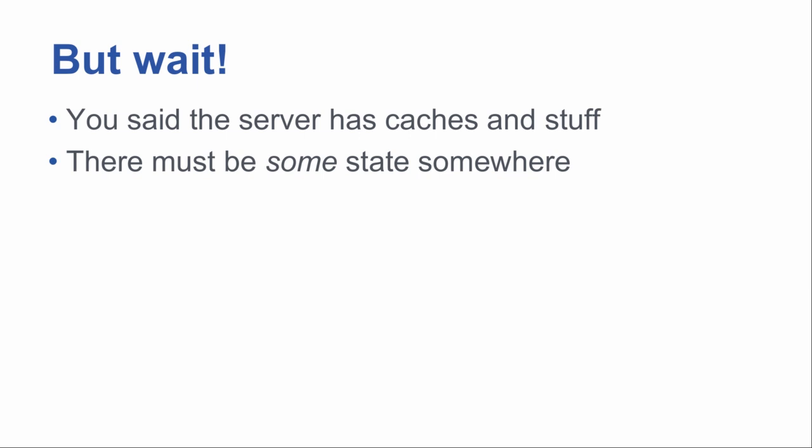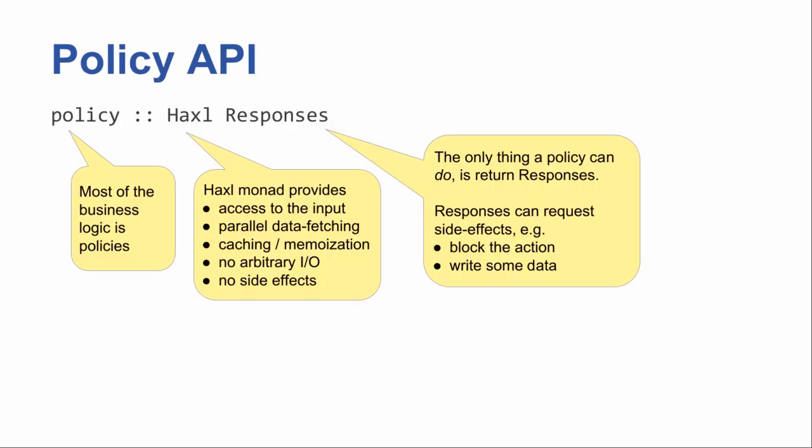So where does that state show up? Well, this is one of the main APIs that people using our system write with. So this is a policy. A policy is going to implement one of those things that says either block or allow a particular type of content. So a policy has the type, well, it's in a Haskell monad and it returns some responses.